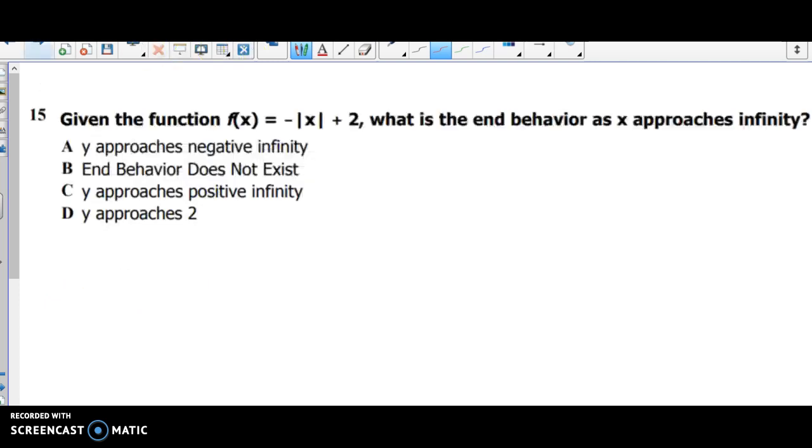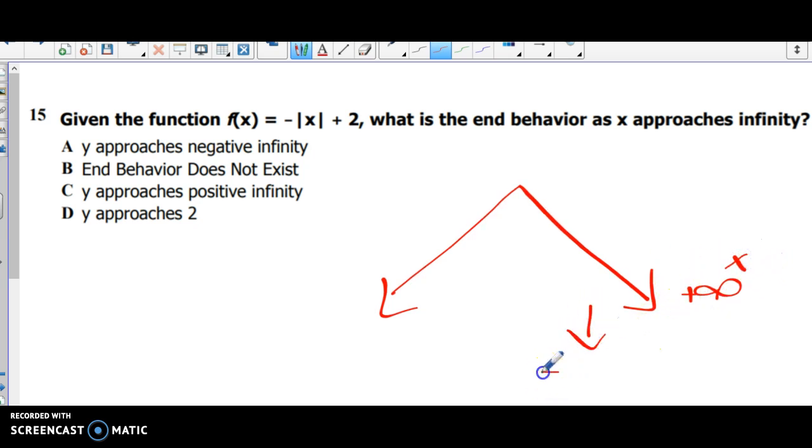Given the function here, what is the end behavior as x approaches infinity? So what we're looking at is our graph that opens downward like this. As x approaches +infinity, y is going to approach -infinity.